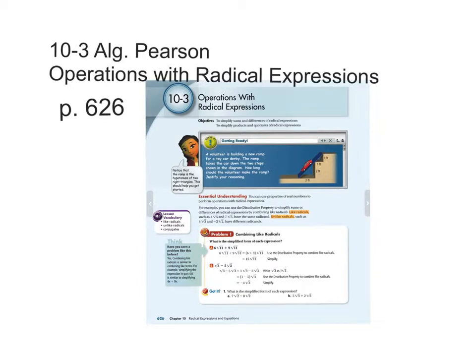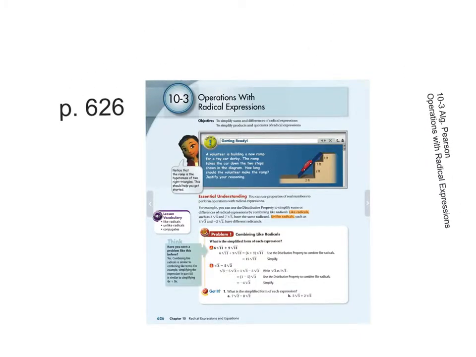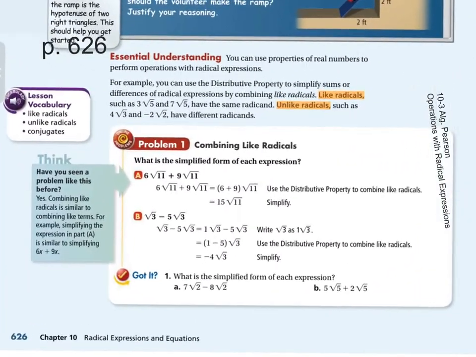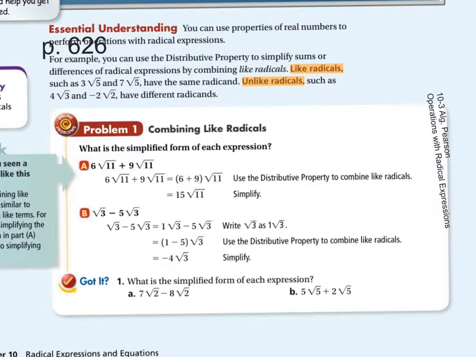Lesson 10.3 is on operations with radical expressions. So if we look at page 626, kind of the gist of what we're doing here, it's similar to what we've done with combining like terms. So for example, in the past you've done something like 6x plus 9x. We can combine and get 15x.